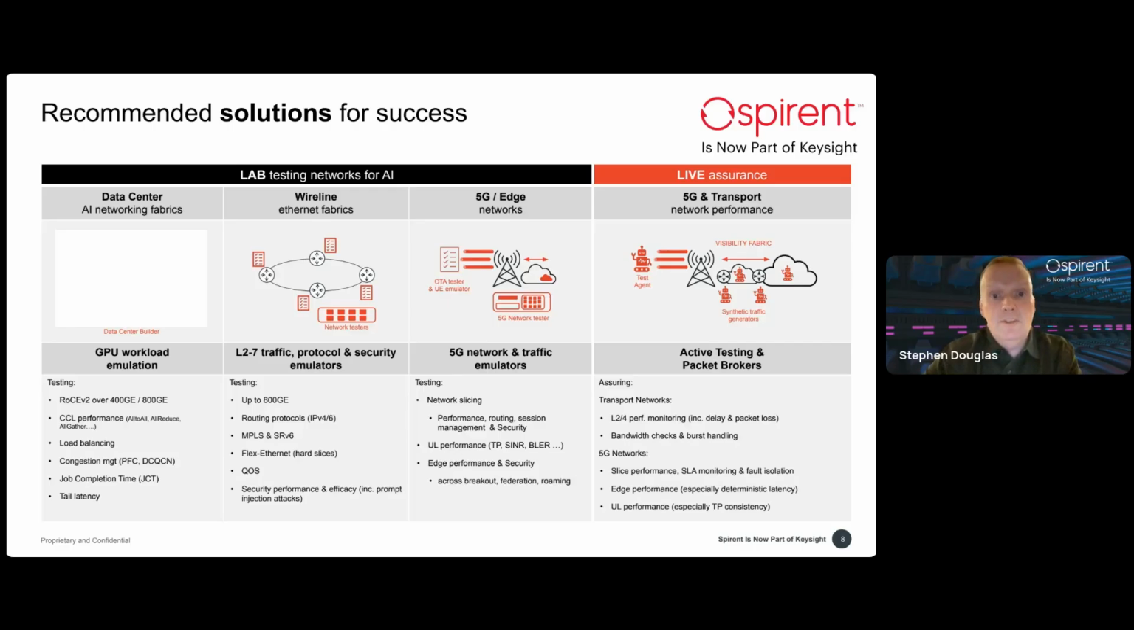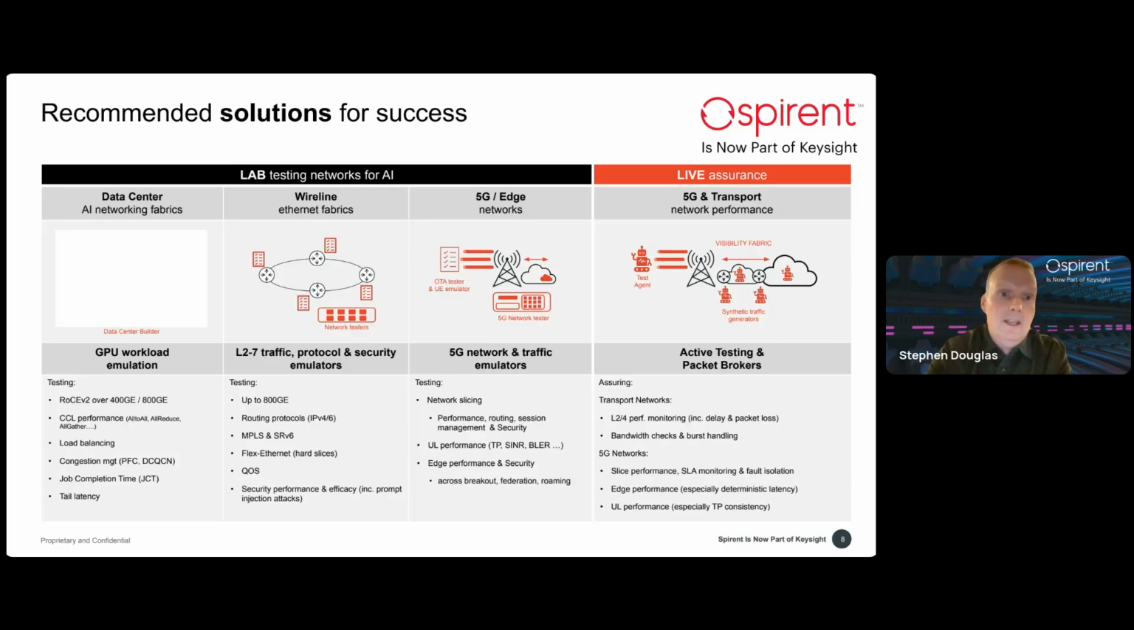You're also able to test load balancing, especially to deal with large data transfers known as elephant flows. Congestion control, which is critical in preventing unnecessary slowdowns or packet loss impacting training efficiency and accuracy, can be tested, as well as monitoring and testing job completion times and tail latency to ensure synchronization among GPUs is guaranteed, preventing things like cascading delays.